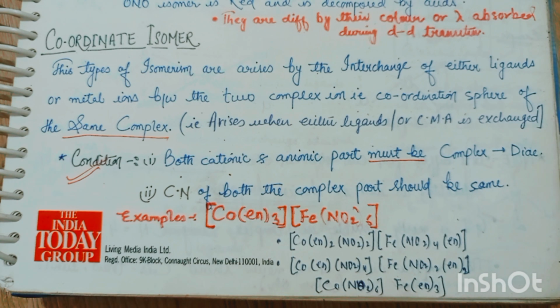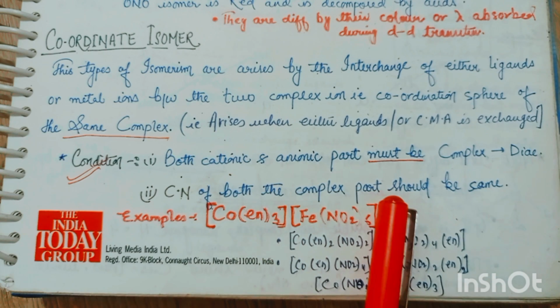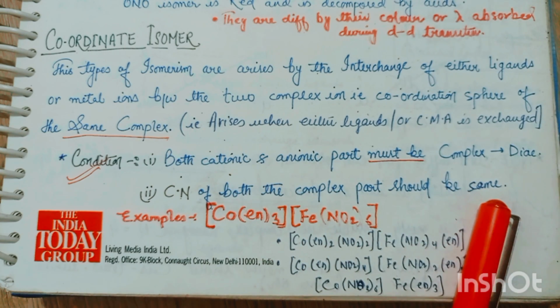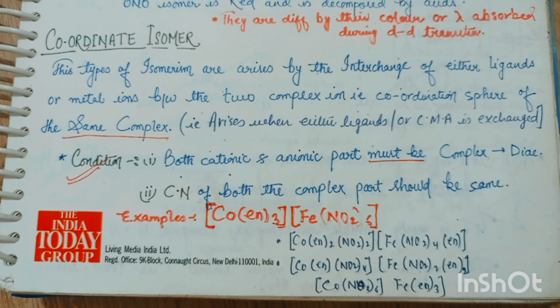Before this type of isomerism, while naming the coordination compound, you saw one is the counter ion. It is simple, it is not the complex part. Here the condition is both should be complex. It means there should be two coordination spheres. Okay, the coordination number of both the complex parts should be the same, and we cannot change the coordination number. It is the essential condition.